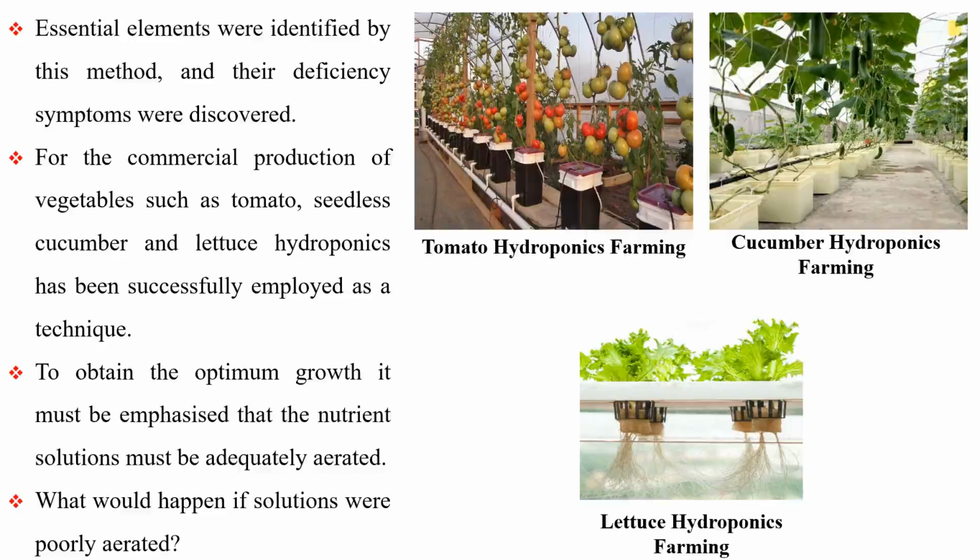For the commercial production of vegetables such as tomatoes, seedless cucumber and lettuce, hydroponics has been successfully employed as a technique. To obtain the optimum growth, it must be emphasized that the nutrient solution must be adequately aerated. What would happen if solutions were poorly aerated?